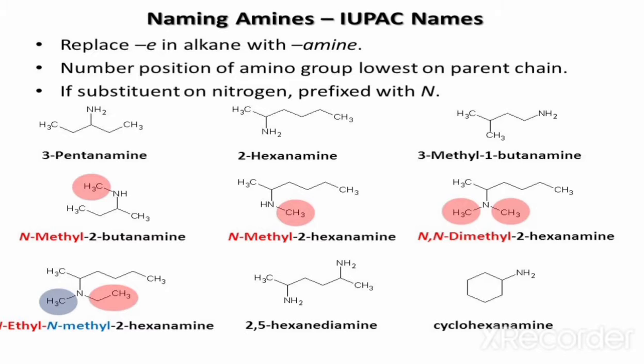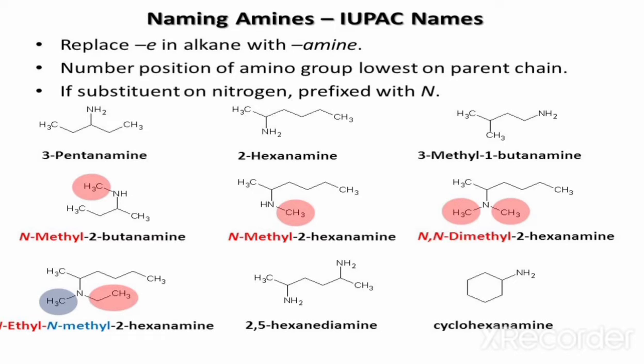So if we count from right to left or left to right, the numbers are the same, 2 and 5. On the 2 and 5 carbons there is an amine group attached to the chain, so we will name it 2,5-hexanediamine, hexanediamine.